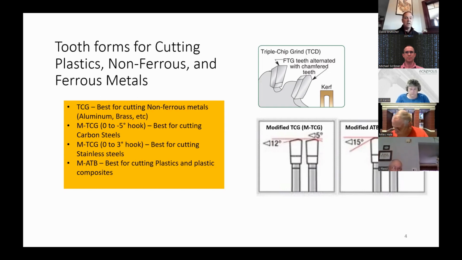And then really the last is a modified ATB. This is really the best sort of tooth form for cutting plastics and plastic composites. So that could be solid plastics, or it could be fiber reinforced plastics, things of that nature. Okay. Any questions so far?